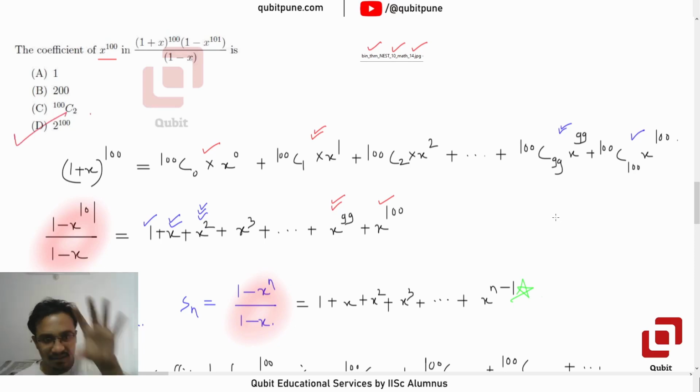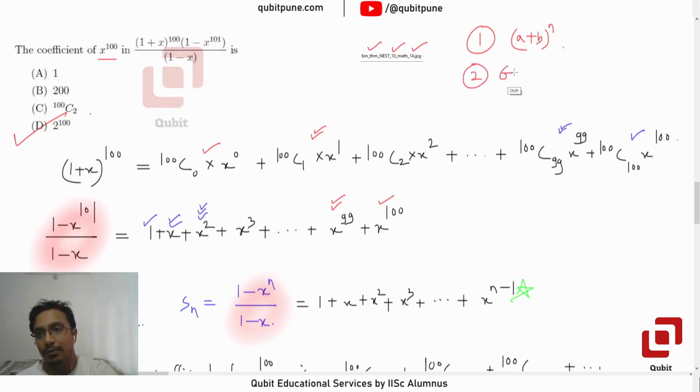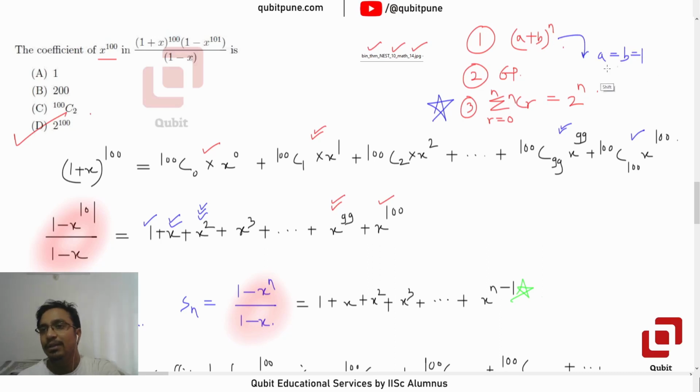So in this sum, we have used three things. First, we have used the formula for binomial expansion. Second, we have used the sum to n terms, Sn, of a GP. And third, we have used the fact that the sum of the binomial coefficients is 2 raised to n. I will encourage you to prove this result. It's very simple. What you have to do is take (a plus b) raised to n and put a and b both as 1. You will get the result that we have used. So the answer to question number 14 is D.